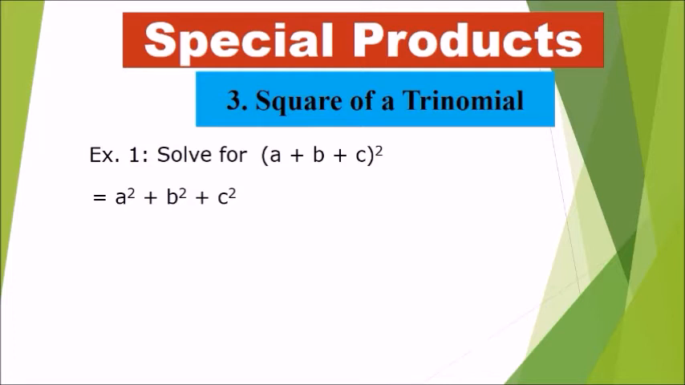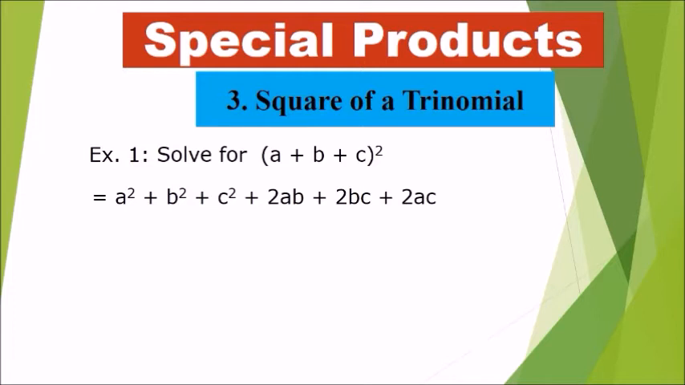Plus, 2 times the first term times the second term. So, 2AB. Okay? Next. 2 times the second term times the third term. So, magiging 2BC. Next. 2 times the first term times the last term. So, that will become 2AC. So, ito na ang square of trinomial natin.